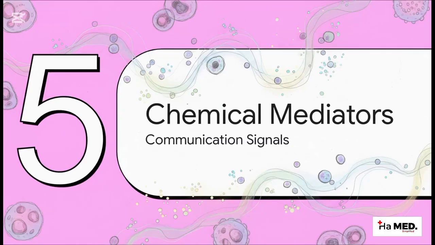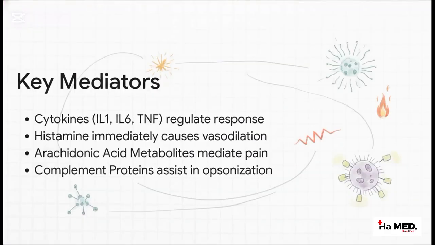Section 5. The chemical mediators. You might be wondering, how does the body coordinate this massive, chaotic army? It's all about chemical communication signals. Take histamine, for example. It's a preformed mediator that immediately triggers that initial vasodilation and leakiness we talked about.